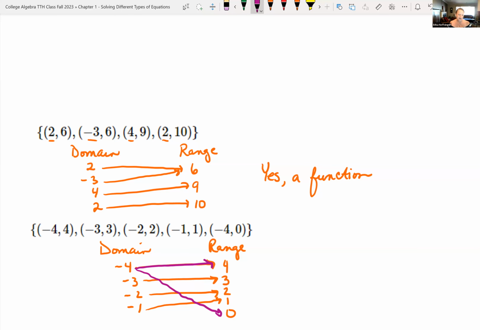So function or not a function. There's one case scenario in here where one input is not giving us 1 output. So -4 gives us back 2 separate outputs. -4 gives us back more than 1 output, so this is not a function.